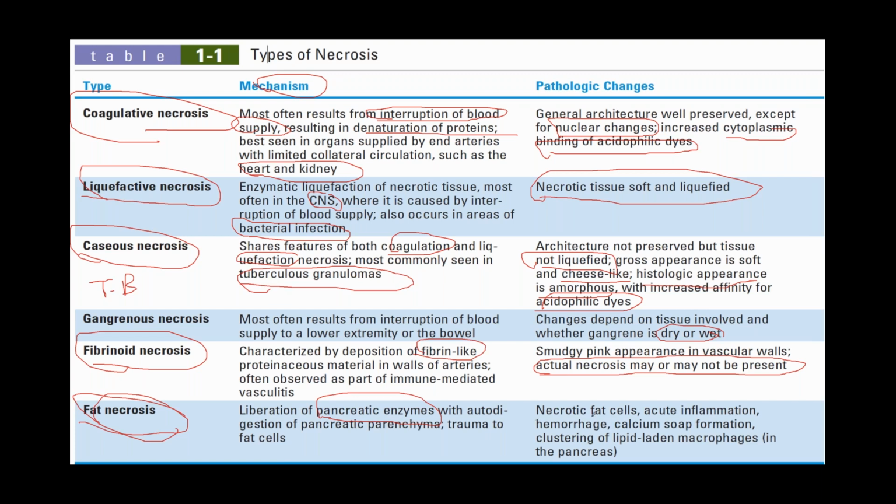So here, in the pathological change, there is necrotic fat cell with acute inflammation, hemorrhage, calcium salt formation, and clustering of lipid-laden macrophages. This is about the types of necrosis.